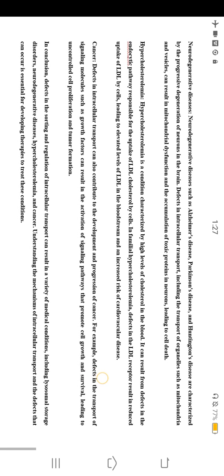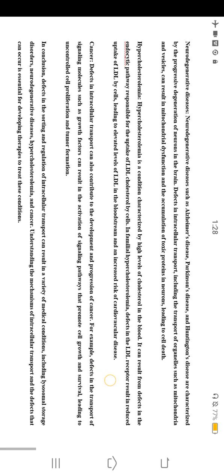Next one is hypercholesterolemia. Hypercholesterolemia is a condition characterized by high levels of cholesterol in the blood. It can result from defects in the endocytic pathway responsible for the uptake of LDL cholesterol by cells. In familial hypercholesterolemia, defects in the LDL receptor result in reduced uptake of LDL by cells, leading to elevated levels of LDL in the bloodstream and an increased risk of cardiovascular disease.